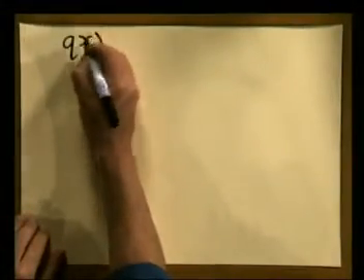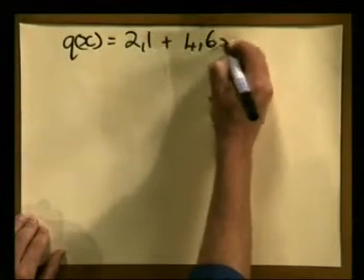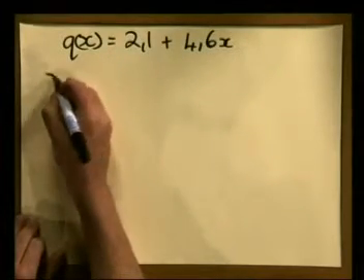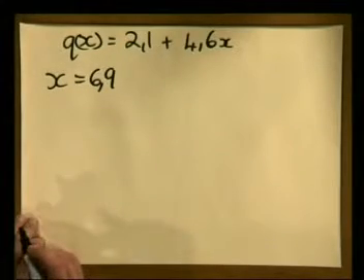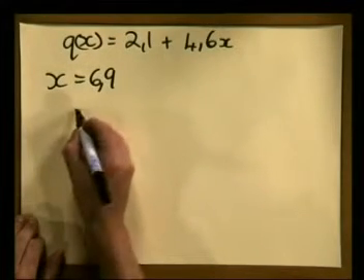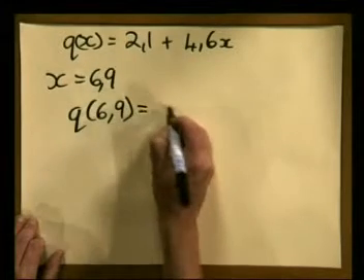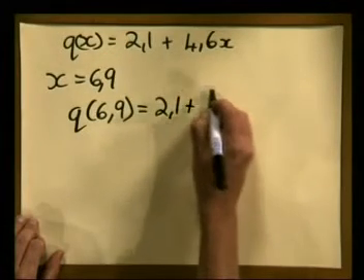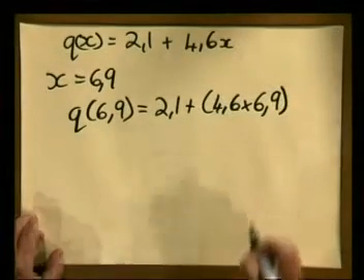So in our case, we're dealing with the function Q of X, which remember is equal to 2,1 plus 4,6 X. And we're dealing with a body mass of 6,9 kilograms. So we know that X is equal to 6,9 kilograms. Now what we need to do is substitute this into our formula. So Q of 6,9 is going to be equal to 2,1 plus 4,6 multiplied by 6,9.